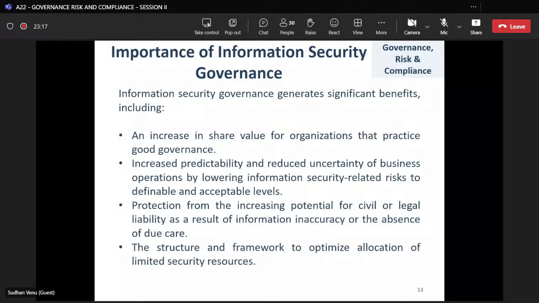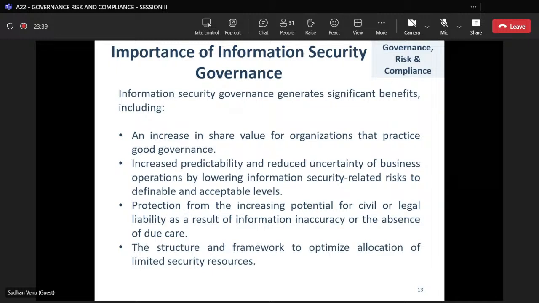So if the risk level is reduced, the company will provide more projects to you, if you are doing a great job in terms of security governance. And the next one is protection from the increasing potential for civil or legal liabilities as a result of information inaccuracy or the absence of due care.